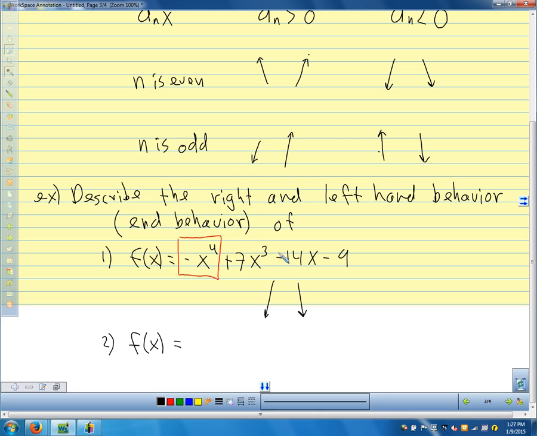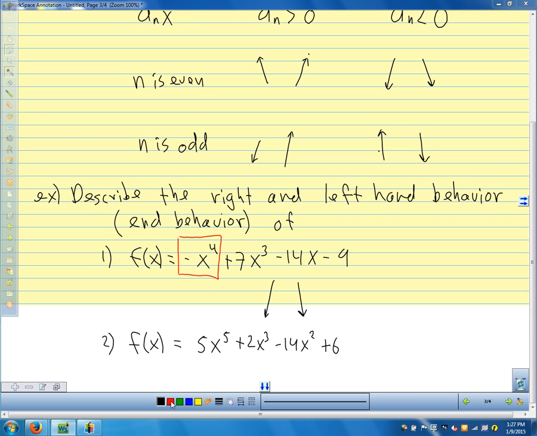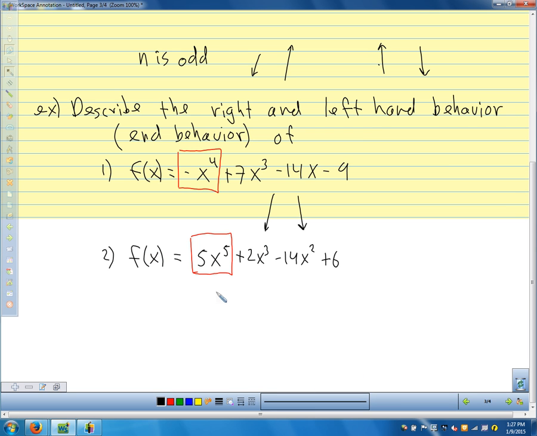And if the terms are scrambled, if this was written in a different order, we always look at the highest power on x. It's not always the first term, it's the highest power on x. So if we had, for example, 5x to the fifth plus 2x to the third minus 14x squared plus 6, all we care about is that term. And what would be the eventual behavior, the right and left-hand behavior of this one? Down on the left, up on the right. And that's the answer to the question.